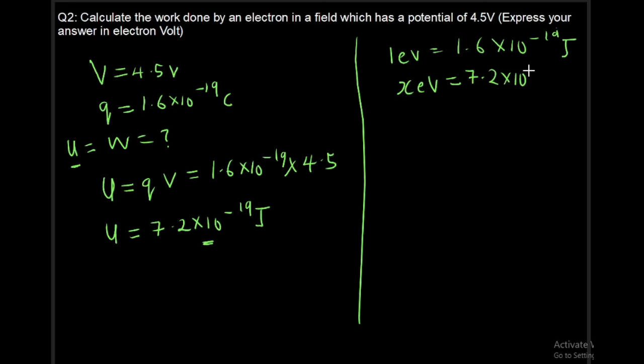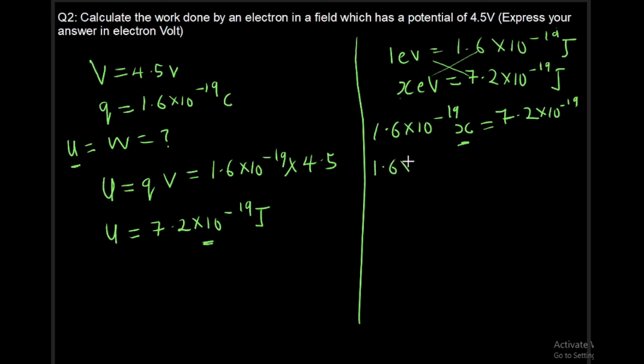So to convert this to electron volts, we can simply say X electron volts equals 7.2 times 10 raised to the power of minus 19 joules. So we cross multiply here. This times this will give us 1.6 times 10 raised to the power of minus 19 times X, equals 7.2 times 10 raised to the power of minus 19 times 1. That will give us 7.2 times 10 to the power of minus 19. So to get our answer in electron volts, which is X, we divide both sides by 1.6 times 10 to the power of minus 19.